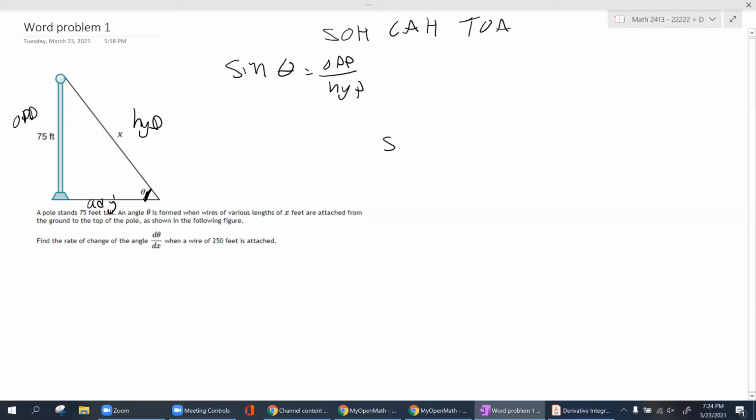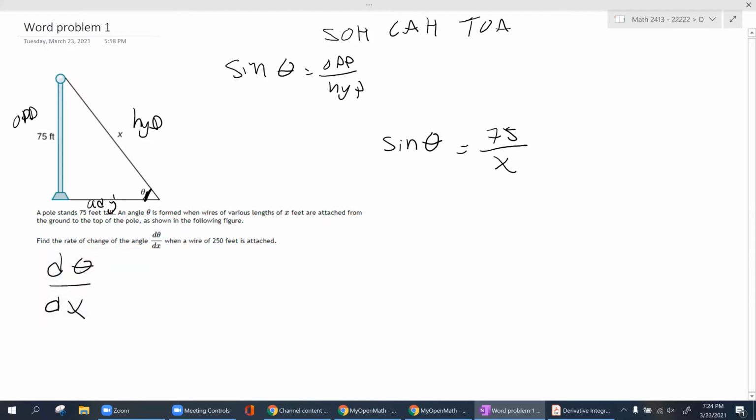So I have sine of theta is equal to 75 over x. This section and the previous sections are very, very important, and we'll see why. Since I'm finding d theta over dx, one thing I may want to do here is move this over real quick.